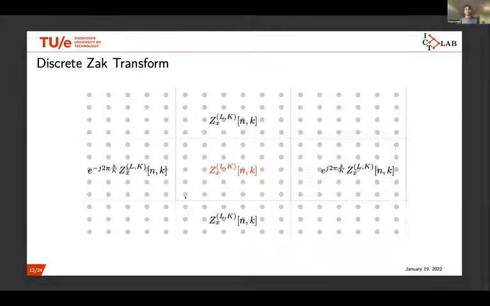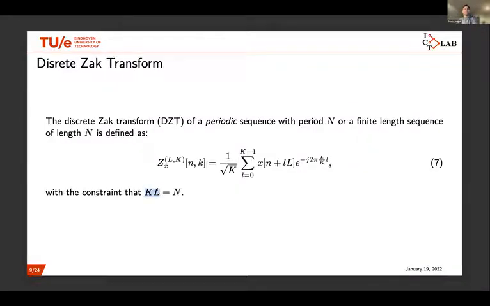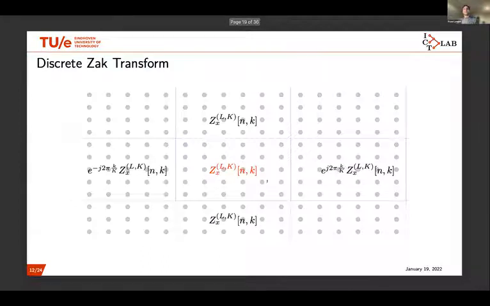And what I missed before, because there was a jump in the slides, I'm sorry for that: we always have the constraint that K and L, the parameters which we choose here, have to multiply to the length of the sequence, or the period of the sequence, because this guarantees that we can always arrange the sequence in such a matrix. And the point here is that we can fully describe a periodic sequence by only looking at this fundamental rectangle. We do not need the values here because they are just a replica of these values, which is also quite logical because we have a sequence of length N, and here we have N samples. So we just need to know these N samples and we can fully describe this sequence.